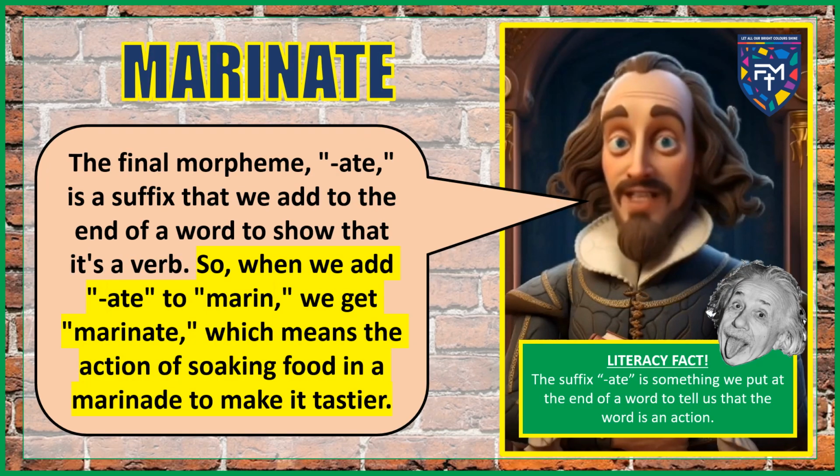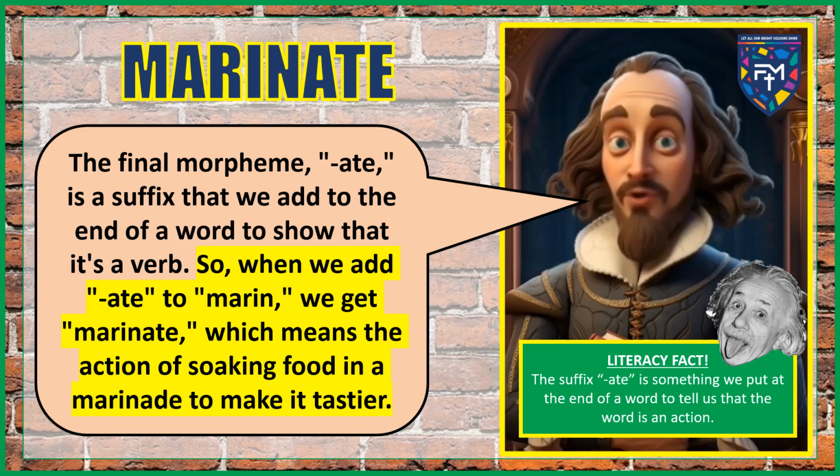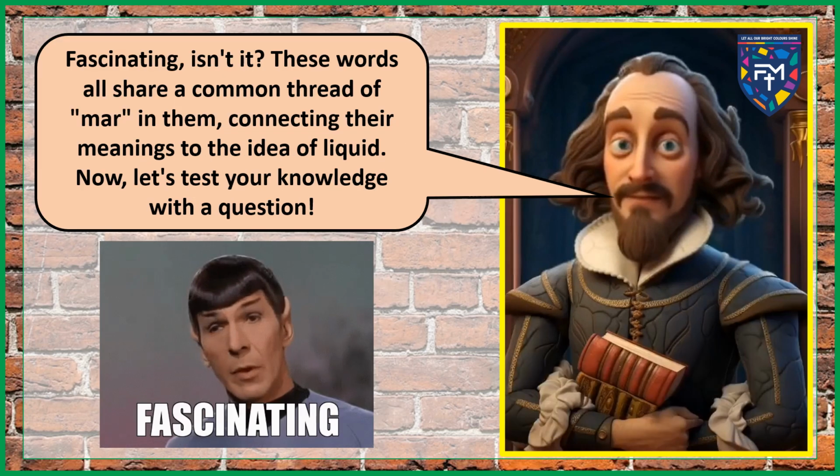The final morpheme, ate, is a suffix that we add to the end of a word to show that it's a verb. So when we add ate to marin, we get marinate, which means the action of soaking food in a marinade to make it tastier. So if you're cooking and you want your food to have a delicious taste, you can marinate it.